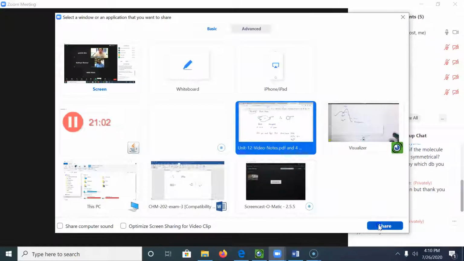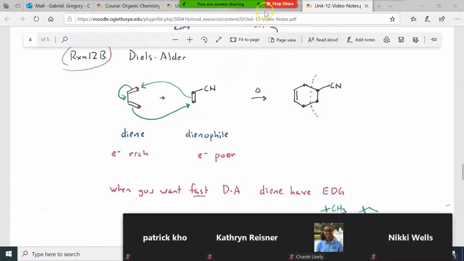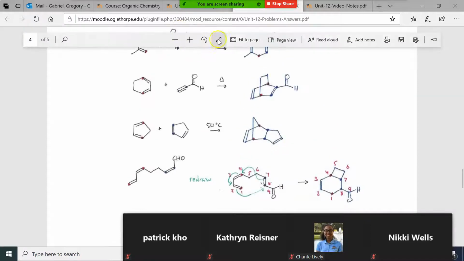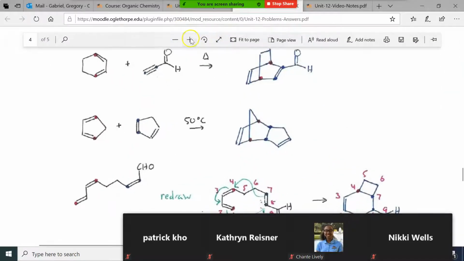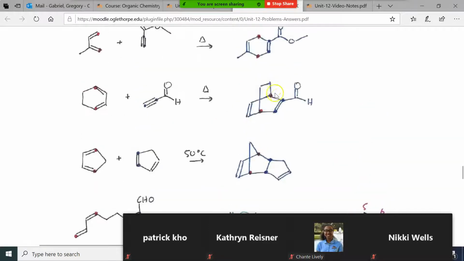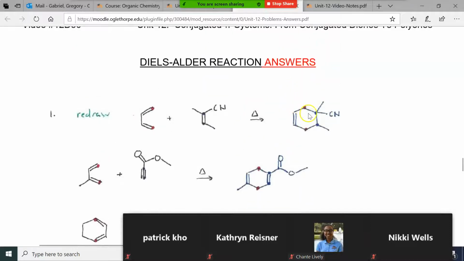Let me find it. Right? Okay. Hopefully you can see that. I'm always doing red dots and blue dots because for Diels-Alder, red connects to blue. Here, red connects to blue. Right here, red connects to blue.